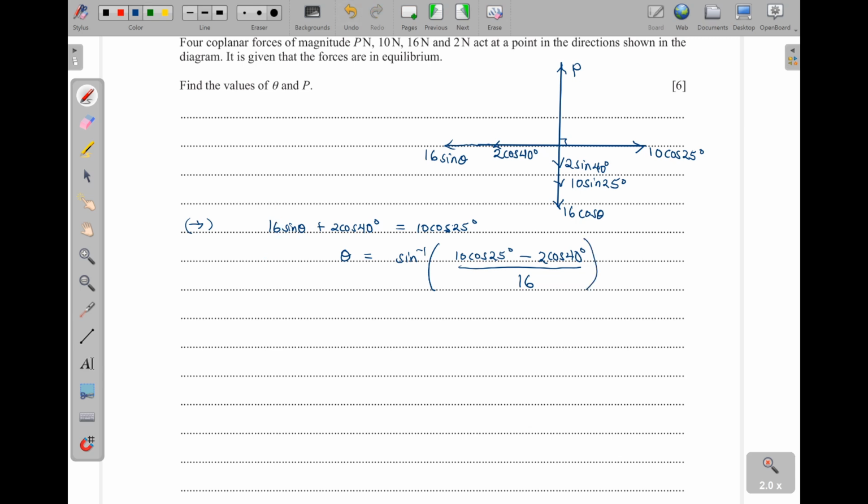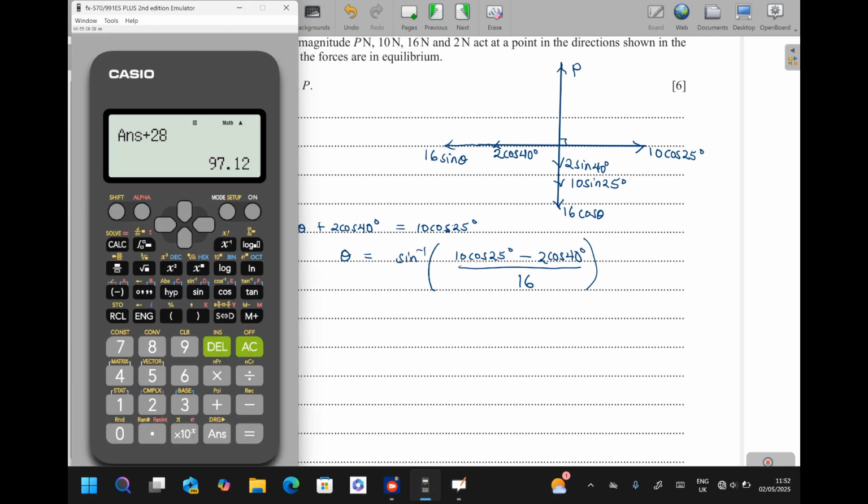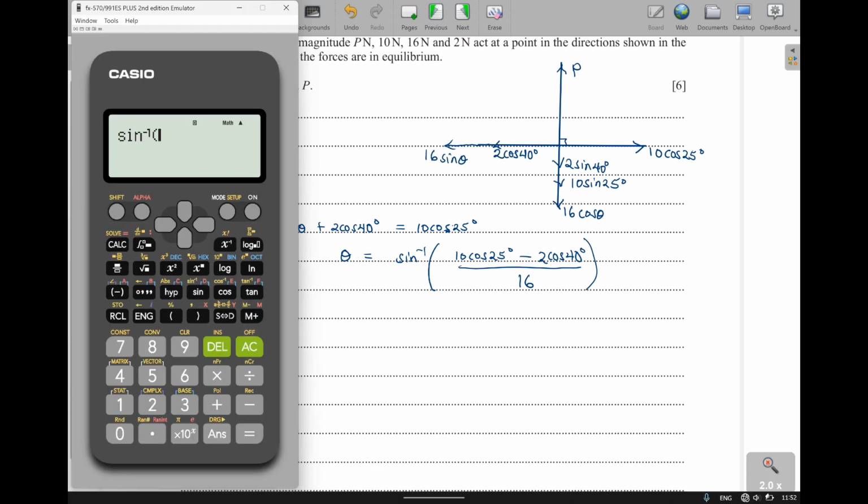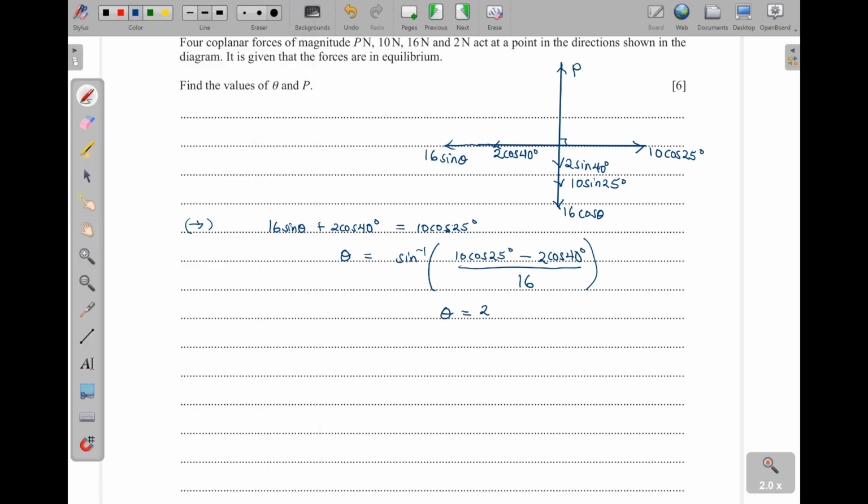So putting this in the calculator, we have the arc sine of 10 cos 25 minus 2 cos 40, over 16. And the answer becomes 28.07 whatever. But to 1 decimal place, theta is equal to 28.1. Remember, angles we round off to 1 decimal place.